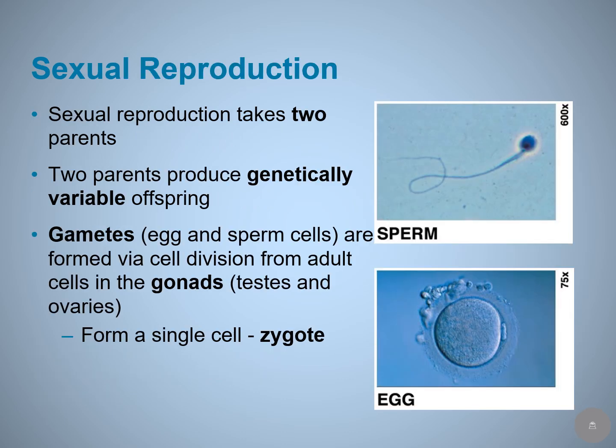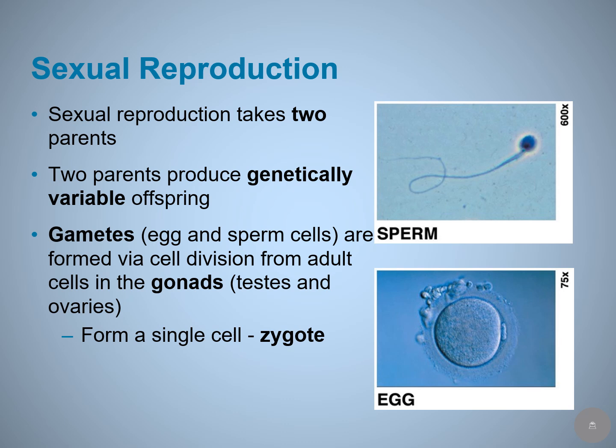Sexual reproduction means that it will take two parents, and cell division is going to need basically a female and a male when it comes to sexual reproduction. The two parents are going to have variable DNA, and therefore their offspring is also going to have some genetic variability. Gametes, which are our human egg and sperm, are going to be formed by cell division in the gonads. The gonads for humans are the testes and the ovaries, and the only way for them to be able to form is via cell division.